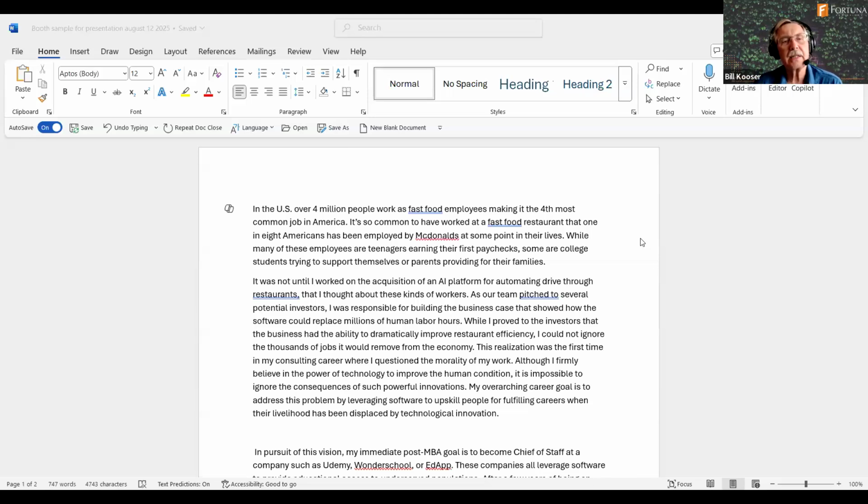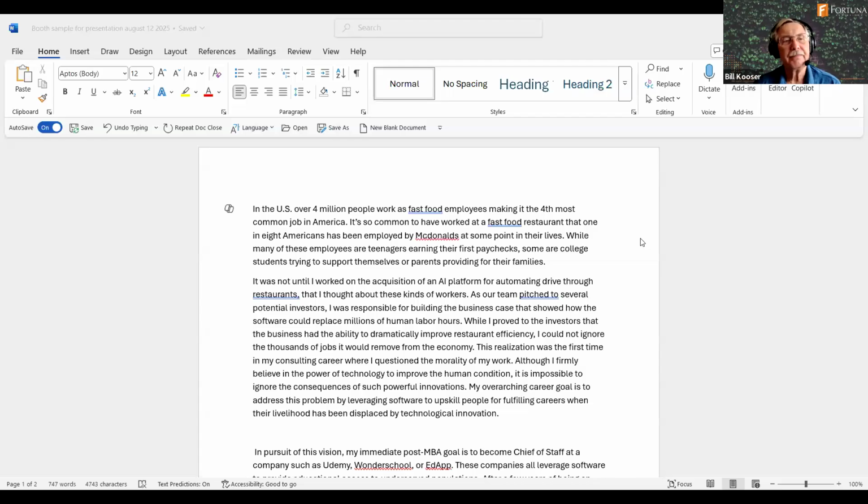So in this particular case, it's a candidate who had worked and is talking about the fast food industry. And he opens up with, lots of people have worked in the fast food industry.